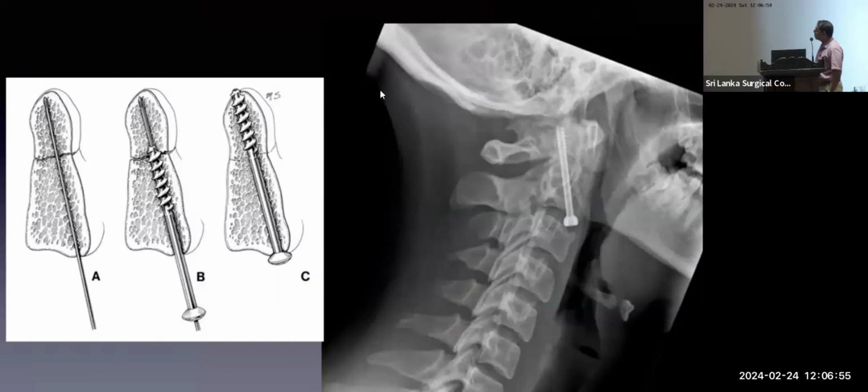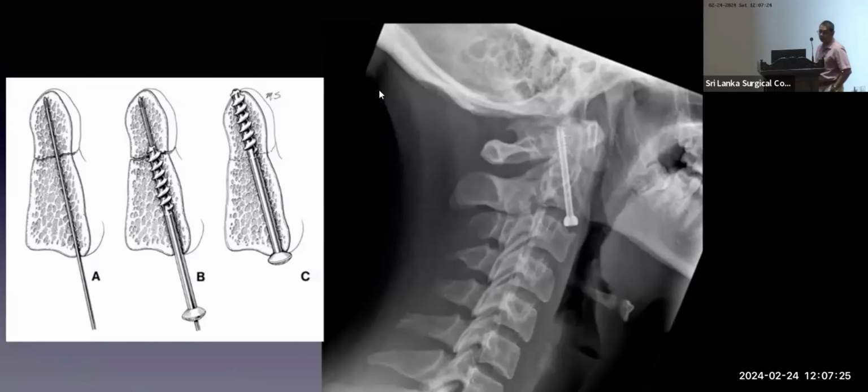So the other way of managing is putting a lag screw, right? But to put a lag screw, you have to have an MRI, see whether the ligament is intact, because otherwise when you put the screw, the fractured fragment will be pushed back and cause a compression of the cervical cord. So you put a lag screw. This is the best form of treatment for a C2 dens fracture because it keeps the anatomy intact. But this is quite difficult.